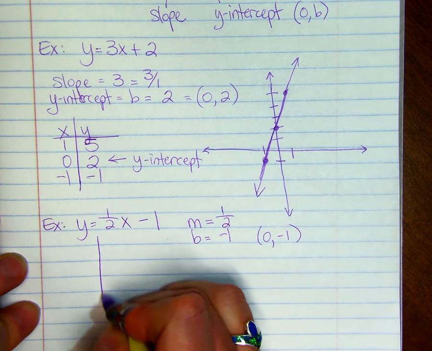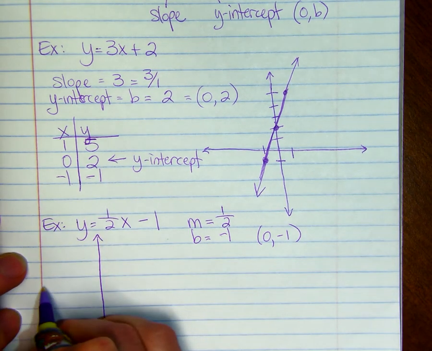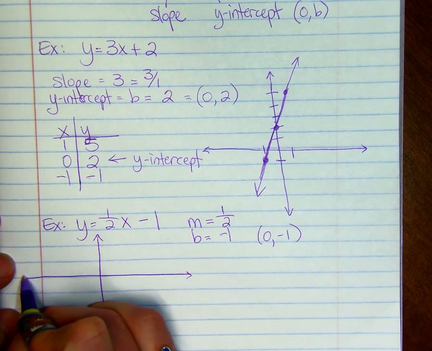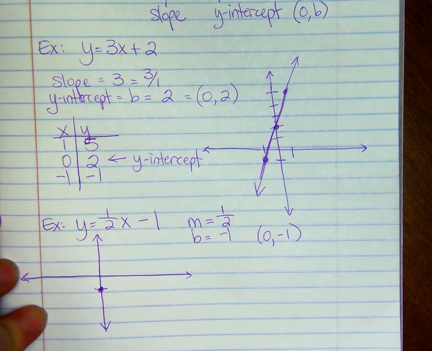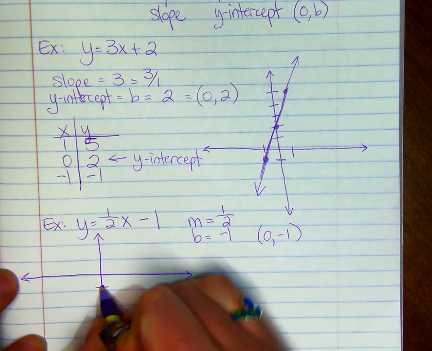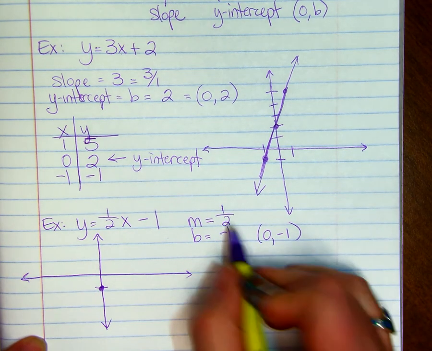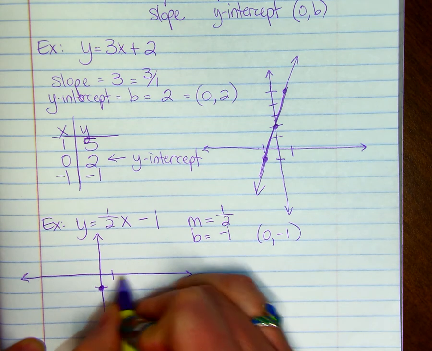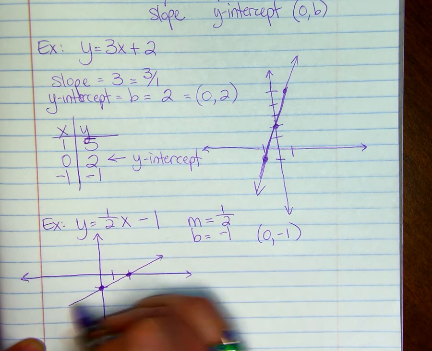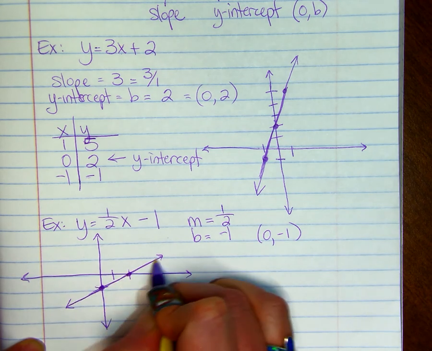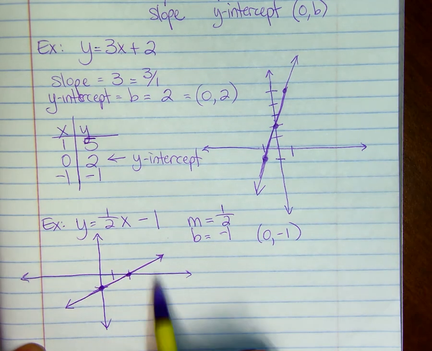So when we graph it, we start with the y-intercept, because that's a point right on the line, (0, negative 1). And then from that point, we're going to rise 1 and go to the right 2. So we go up 1, to the right 2. Put a line through it with arrows. You've got to have arrows on your lines. And that's the line graphed.